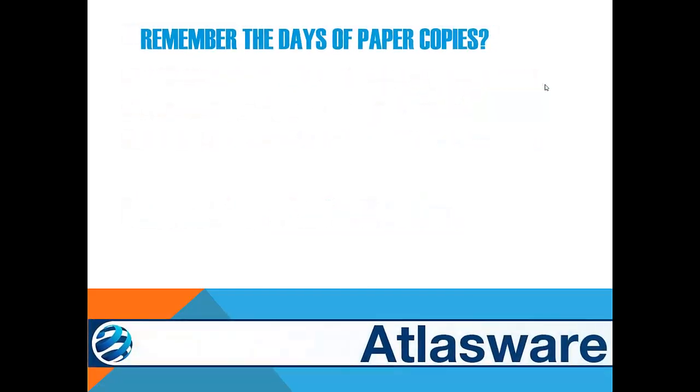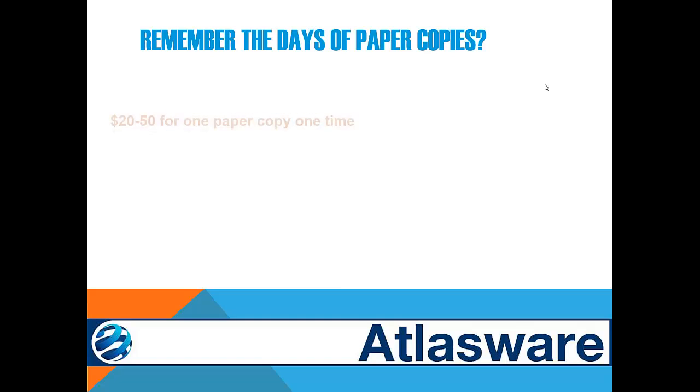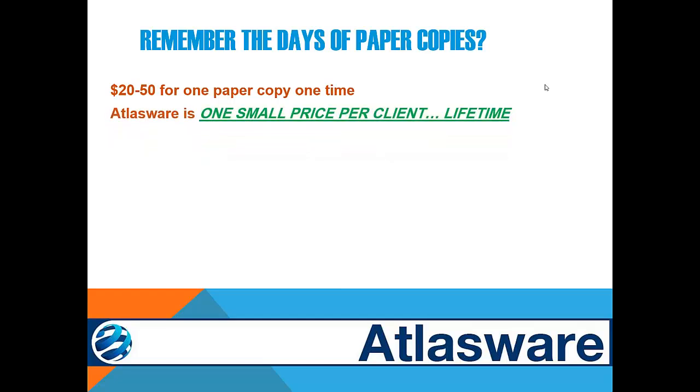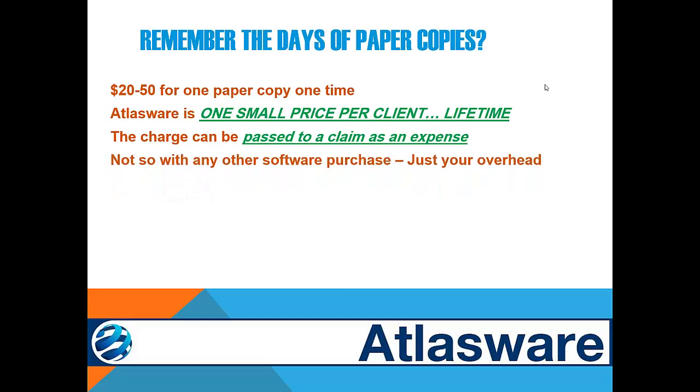Remember the days of paper copies? Remember when we were paying $20, $50 for one paper copy one time, and that's all we could get, and we had to send someone down there and pay them for their time to do it? Well, Atlasware is only one small price per client for a lifetime. And what's really important, for those of us that understand it, is that charge can be passed to a claim as an expense. Now, that's different from other software. Any other converter or word processing software or Adobe is just your overhead. Because it's related to developing one case, it can be passed through under your fee agreement to the client as an expense, if you so choose.